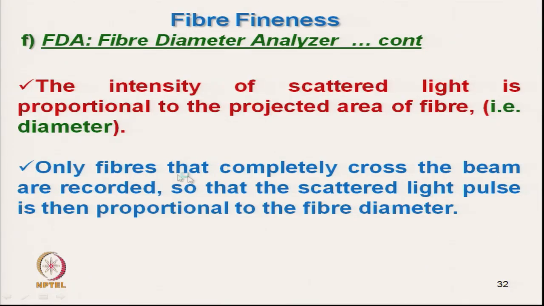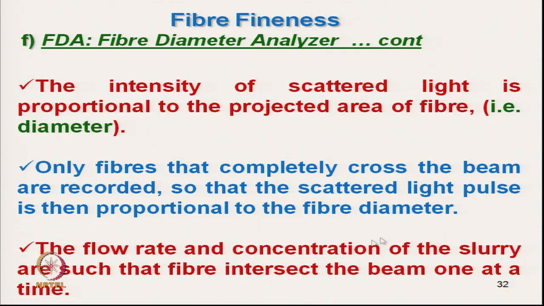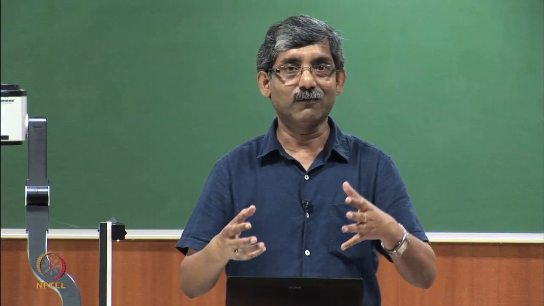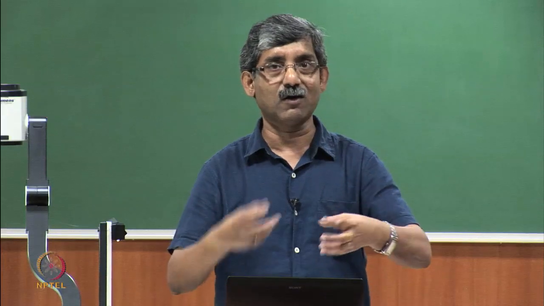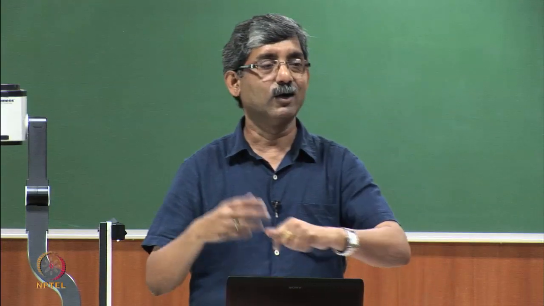Only fibers that completely cross the beam are recorded, so that the scattered light pulse is proportional to the diameter of the fiber. The flow rate and concentration of the slurry are maintained in such a fashion that one fiber at a time is intersected. If the flow rate or the concentration of the slurry is very high, a number of fibers will cross the light beam at a time, so it will give a wrong result.